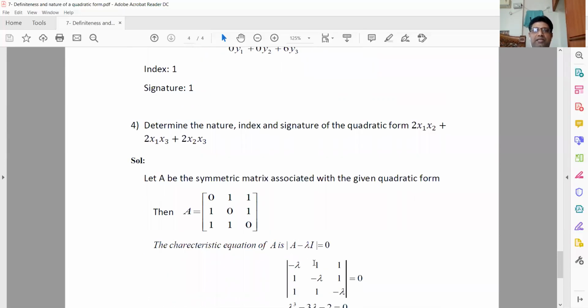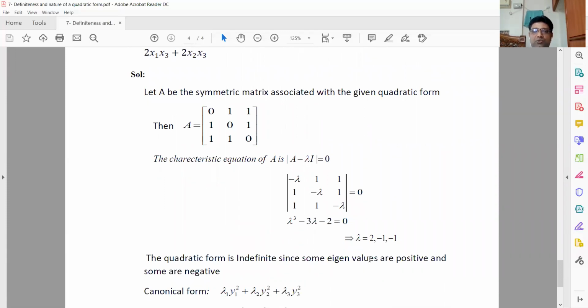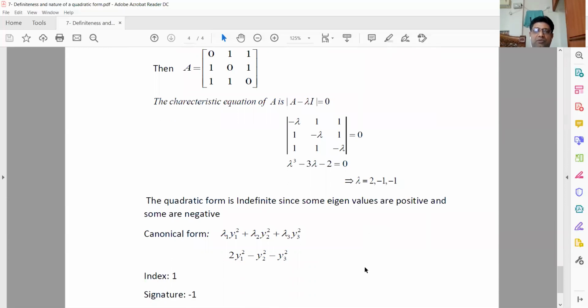So determine the nature, index and signature. This is also a similar problem. So this is the symmetric matrix. The roots are 2, minus 1, 1. So the quadratic form is indefinite. Why? Because some eigenvalues are positive, some are negative.